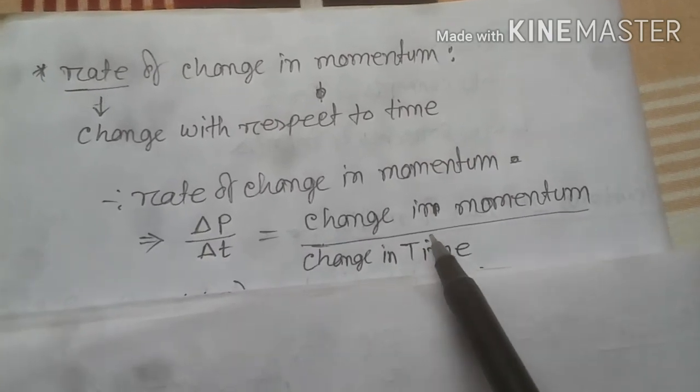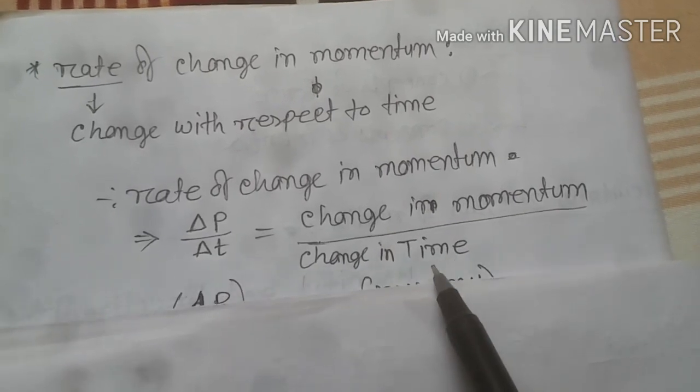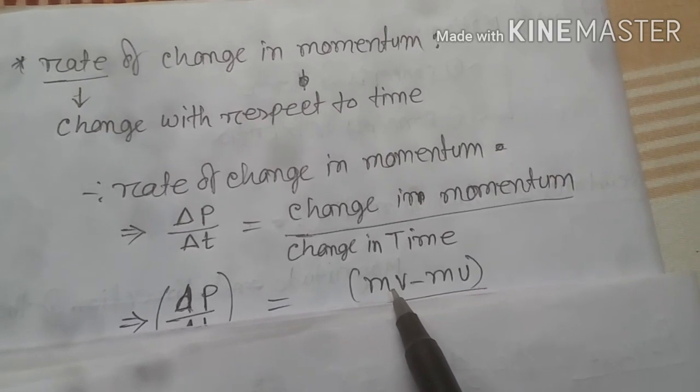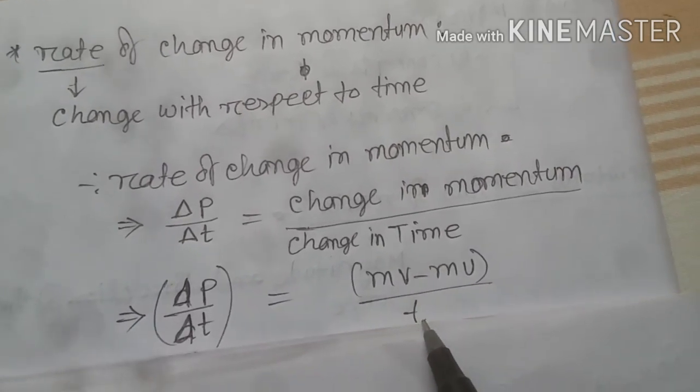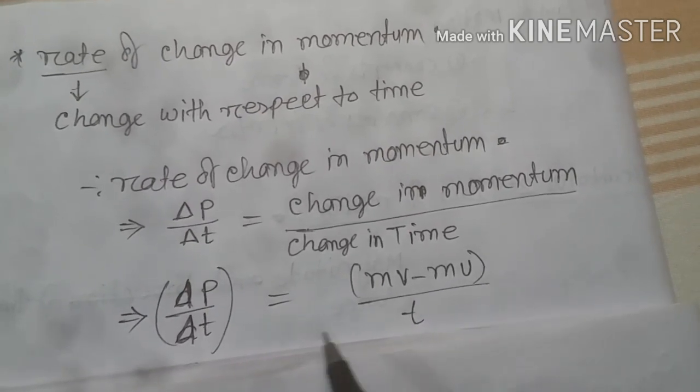So on this side we have written change in momentum divided by change in time. Change in momentum we have calculated, this is the final momentum minus initial momentum, and change in time we have defined as t. So this is the rate of change of momentum.